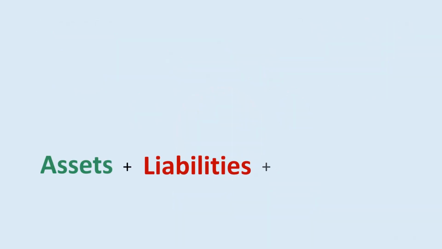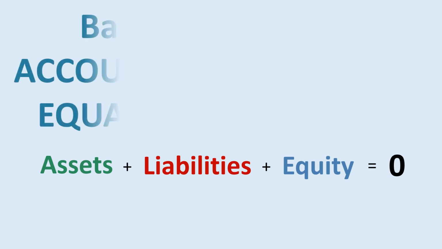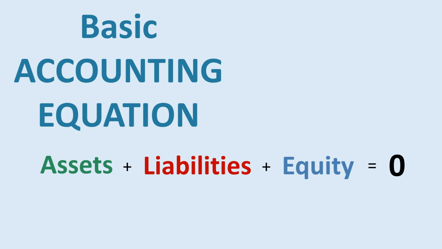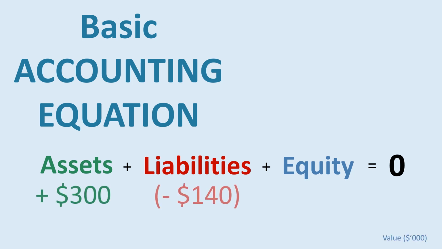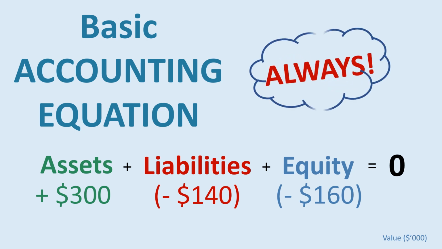You have probably noticed that the sum of assets, liabilities, and equity with their signs is zero, which is called the basic accounting equation. In our example, 300 plus minus 140 plus minus 160 equals 0. Assets, liabilities, and equity obviously change over time, but at any moment, remember, their sum is always 0.